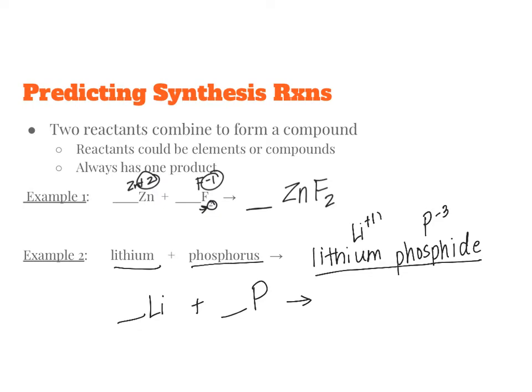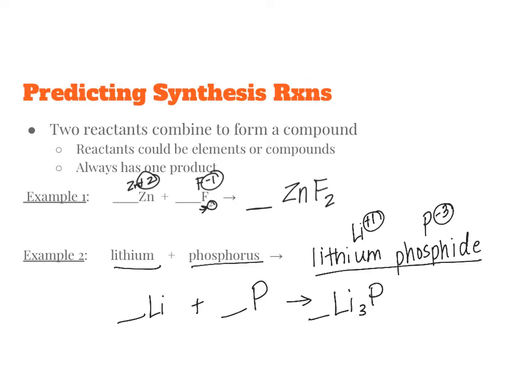So once again, my charges are not balancing out. I'm going to have to cross and drop to get lithium. I have 3 of them, and then 1 phosphorus atom. I almost forgot to do that. All right, the last thing you're going to do is make sure that this is balanced.